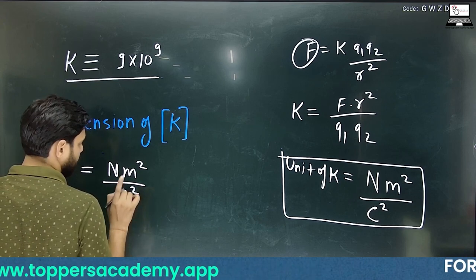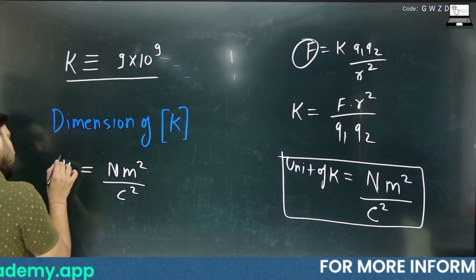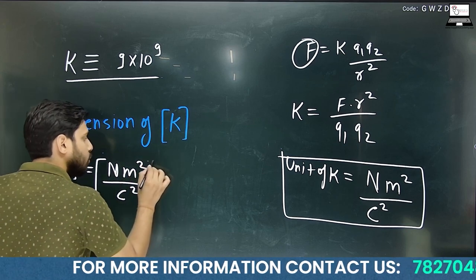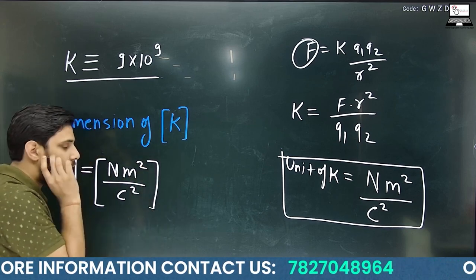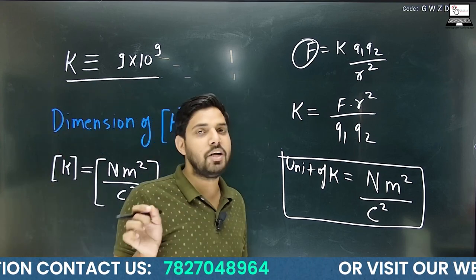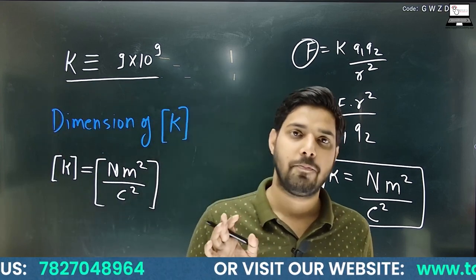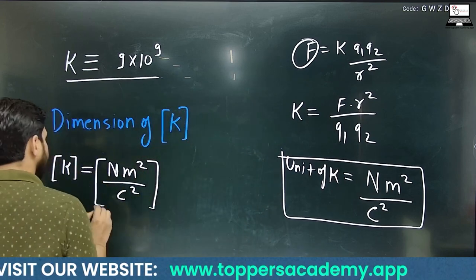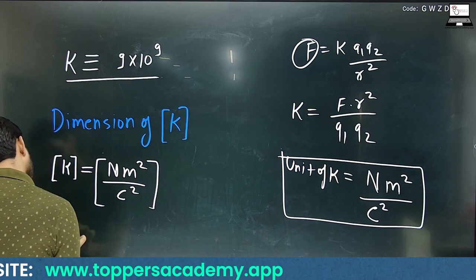Per Coulomb square. Clear. What about the dimension of K? The dimension of K will be the dimension of this unit. Always remember, unit defines the dimension of any quantity. So let us talk about the dimension of K.